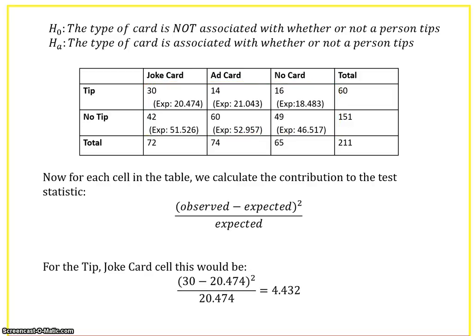So for the tip joke card cell, my observed would be 30, my expected would be 20.474. So when I subtract those, square it, and divide by the expected, I get a contribution of 4.432 to the chi-square test statistic. And I can continue to do this for every cell of the table. Again, I suggest you stop the video and do a couple just to make sure that you understand how this is being calculated.